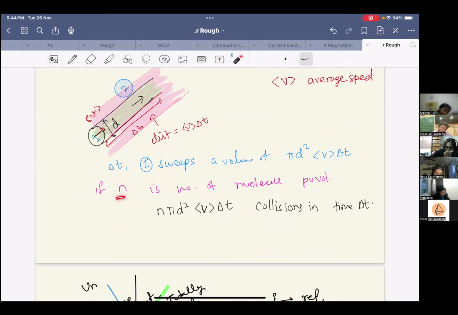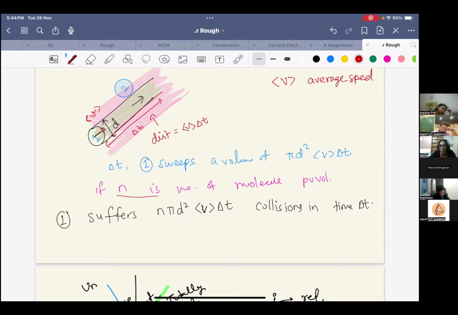If n is the number of molecules per unit volume, it suffers n pi d square v delta t collisions in time delta t. Right now, just write it, I will explain it. Okay, it is saying that if n is the number of molecules per unit volume, then this molecule 1 suffers these many collisions in time delta t.